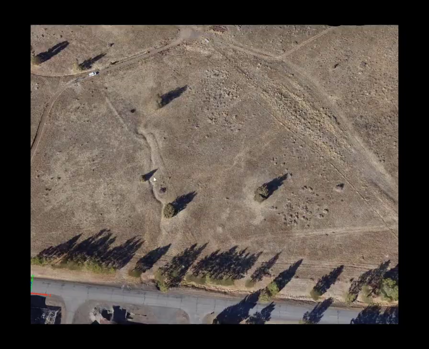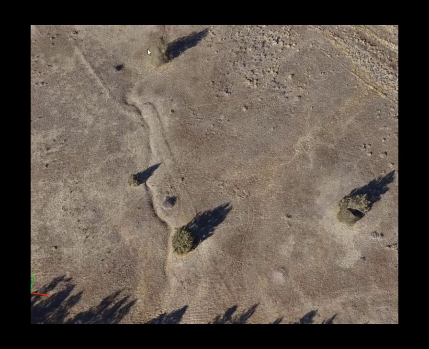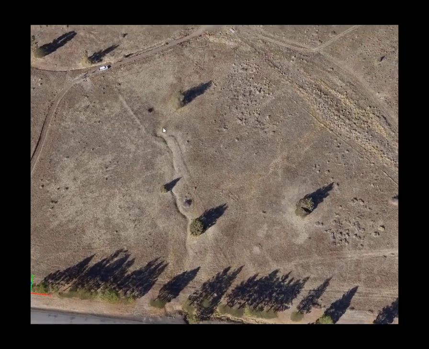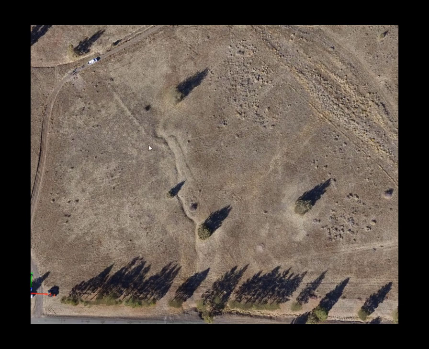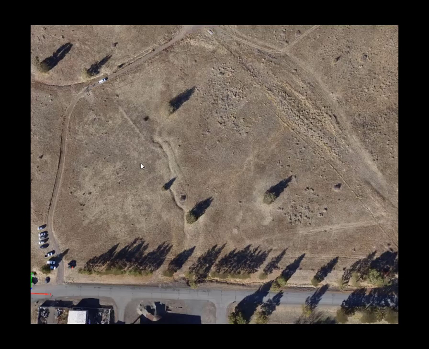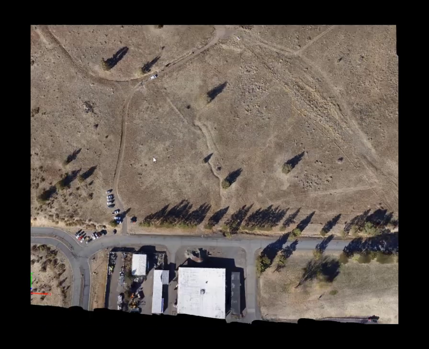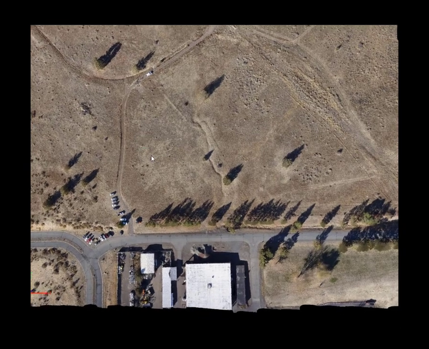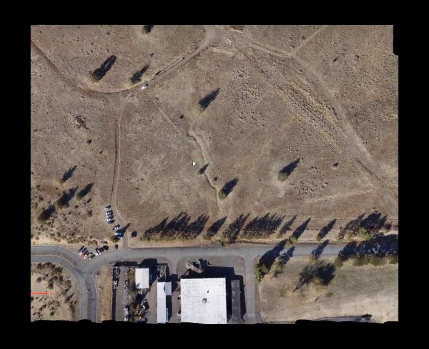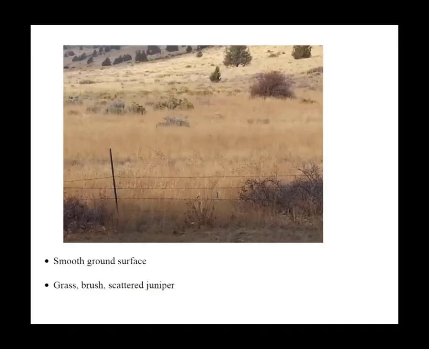Small stream here. The students ran a break line in the stream and used the break line when doing the contour processing, which the Pix4D software module has no provision for. So let's take a look at how some of this processed. The ground surface is pretty uniform, pretty smooth. Brush, some scattered juniper, grass here.